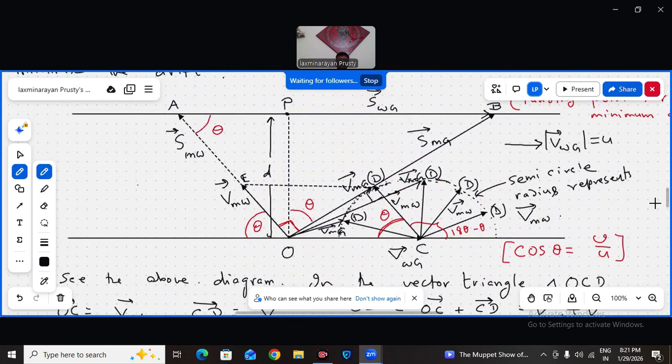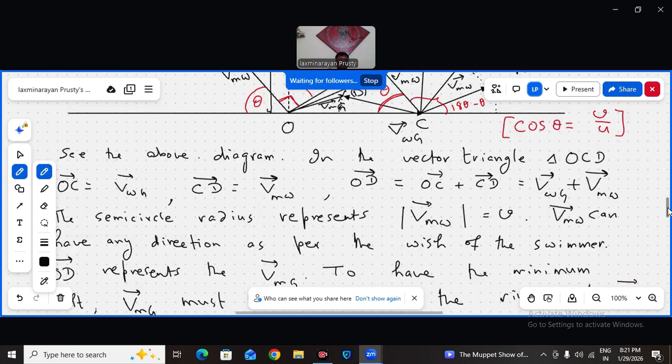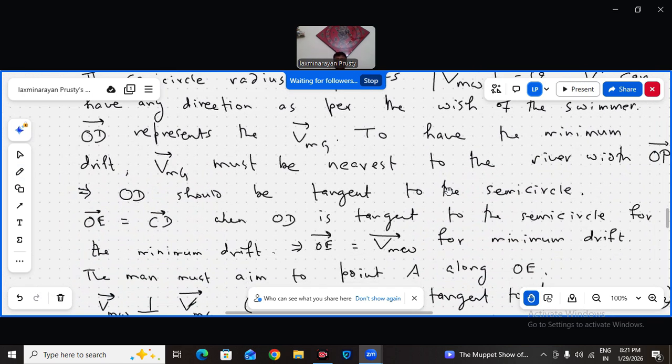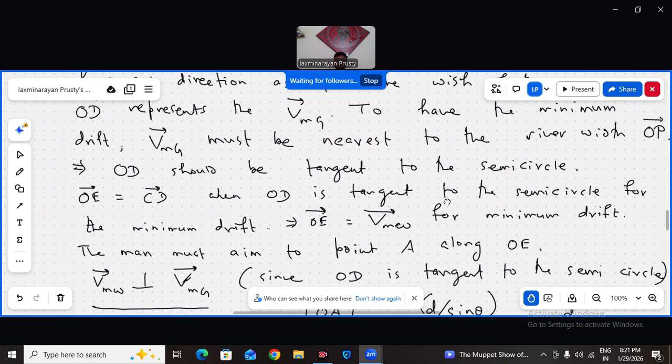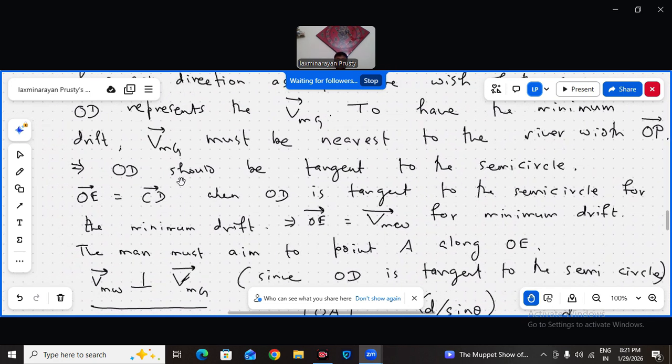We have done something similar, if you remember, in the maximum deflection of particles in elastic collisions. We have used a similar concept. You can go through my lectures on deflection in oblique collision, the maximum deflection of a colliding particle. So now OD should be tangent to the semicircle for minimum drift.